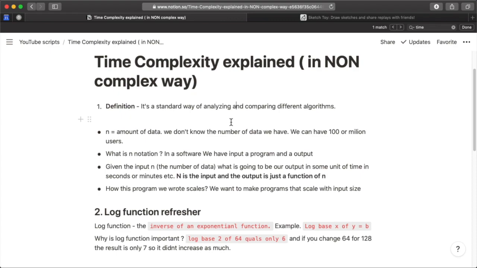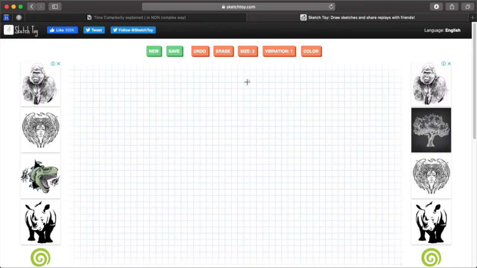So when we are talking about time complexity, you need to know what is n notation. But first of all, let's see what the letter N represents. N stands for amount of data. Amount of data.